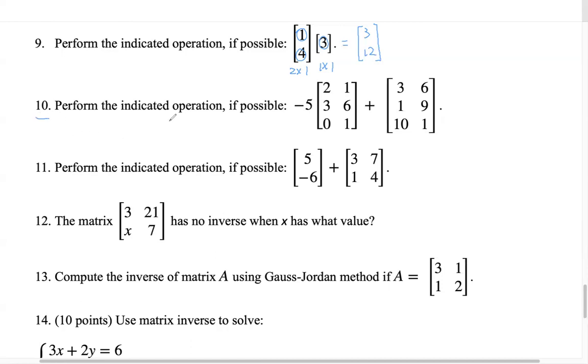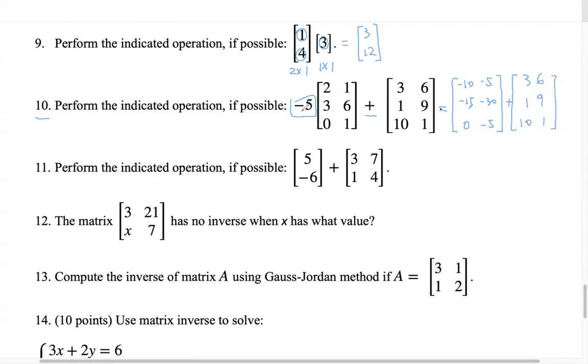So 10, we perform, we have addition here, but we have this scalar. So we want to do the scalar first. We multiply this -5 with every entry of the first matrix. So we get -10, -5, -15, -30, 0, -5. Right? Then we add to this second matrix 3, 6, 1, 9, 10, 1.